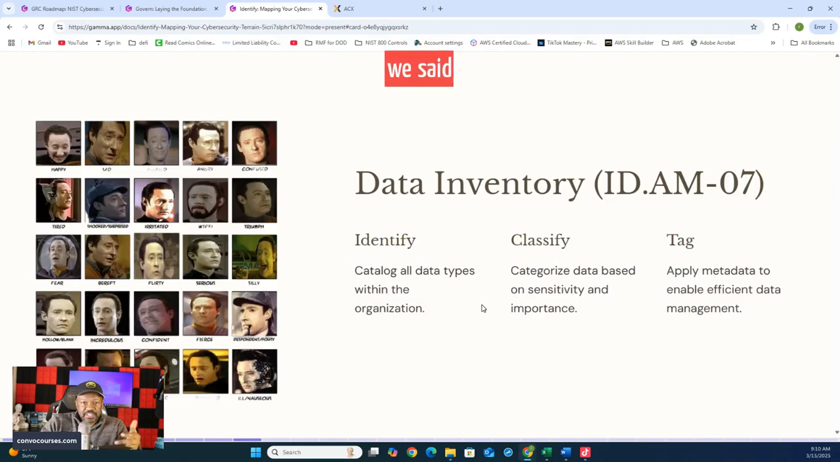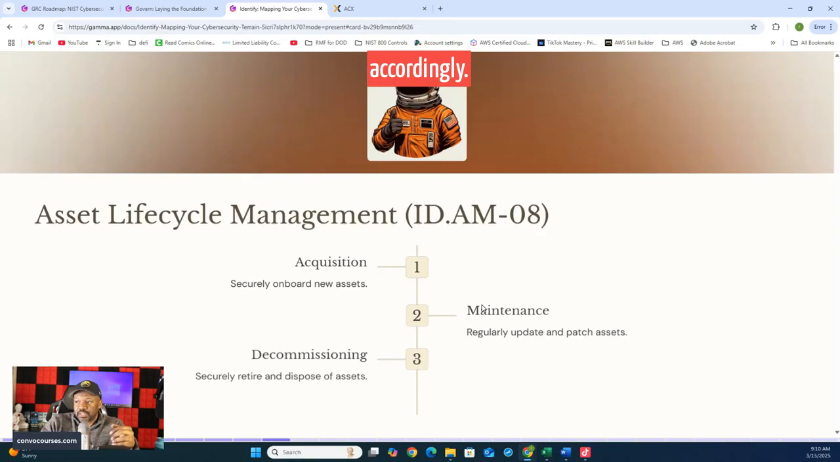Data inventory is, like we said before, classifying the information, identifying, tagging the information, knowing what data goes with what mission essential functions, and then protecting them accordingly. Asset lifecycle is super important. That means from the time the data is created to the time that you remove it, you're keeping track of it. From acquisition to decommissioning, for all of your assets, not just the data, but the actual hardware and the software. It has a life cycle that you're tracking on a regular basis.